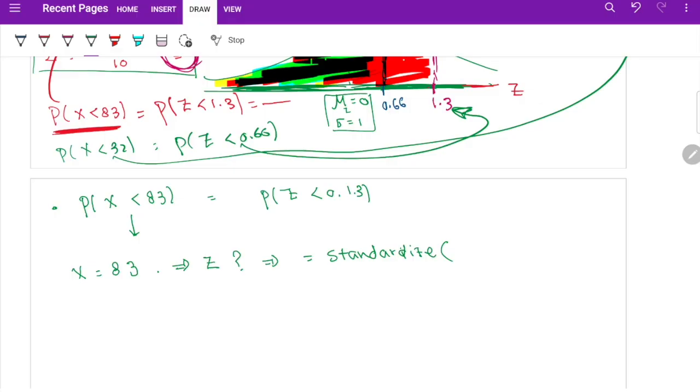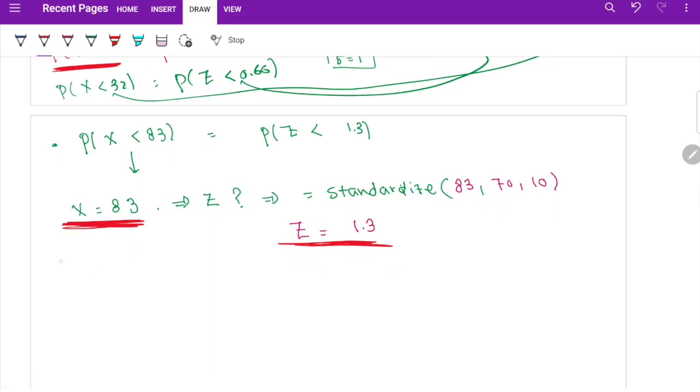Then standardized equals what? The first value you have to put is the mean. In this case, the mean is 70. The second value is the value that you would like to standardize, which is 83. Then the third value is the standard deviation. If you put this, you are going to get the z value. So z equals 1.3. So this is the first thing, how to use Excel to standardize the x value. The standardized x value for the 83 is 1.3.